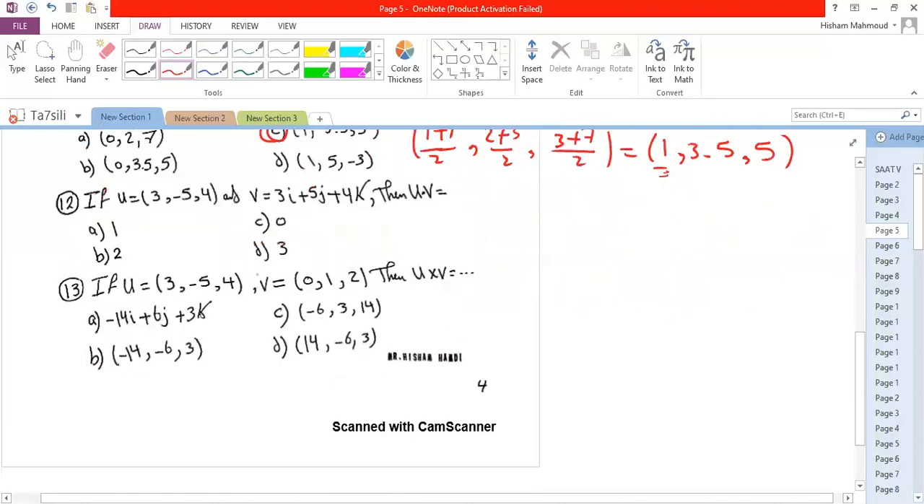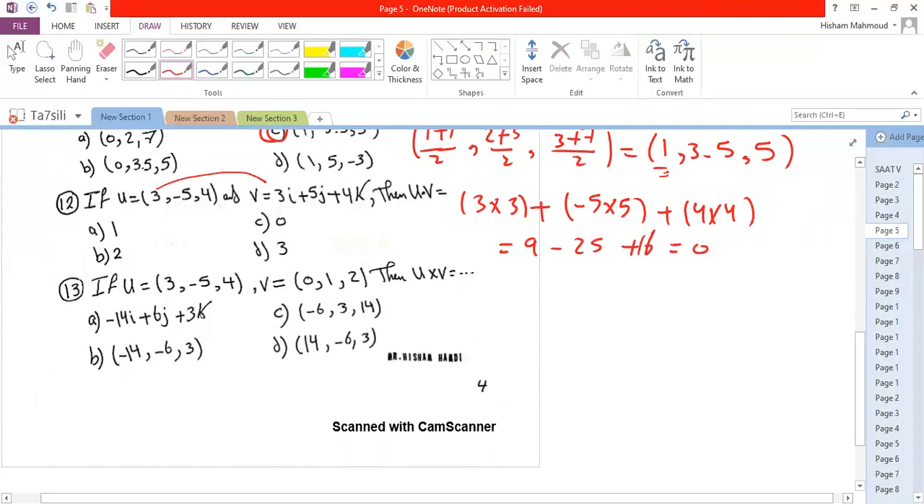Last two questions: the difference between the dot product and the cross product. Dot product between U and V, you are going to multiply 3 by 3 plus negative 5 multiplied by 5 plus 4 multiplied by 4, which is 9 minus 25 plus 16, which is equal to 0.